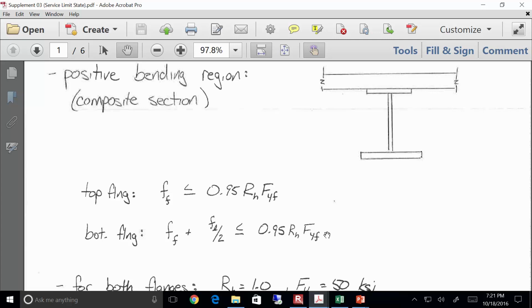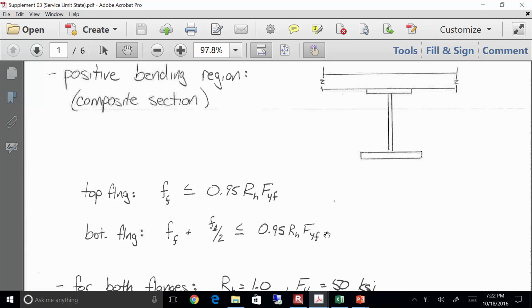Y'all remember that? Now, first off, top flanges versus bottom flanges, why do we not consider that effect in the top flange? Well, it's because we're looking at composite sections. We assume that the top flange is fully braced by that concrete deck, and we don't care about it. Make sense? We only care about it in the bottom flange when the flange is out there all by its lonesome. Okay? That's when we care about that lateral effect.